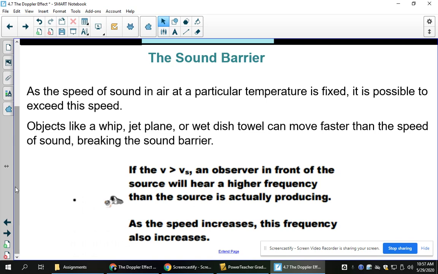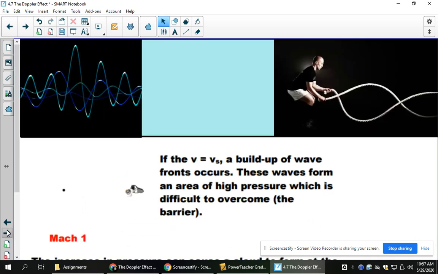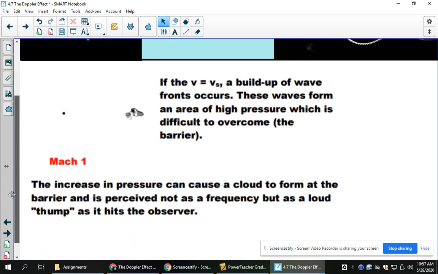Okay, so basically we're just saying here when the speed of sound is greater than the speed of the object, the sound that you hear will be a higher frequency. That's the Doppler effect. Okay, that's cars. Cars are not exceeding the sound barrier. So when the speed of sound is bigger than the speed that the object is going, the frequency is squished together.